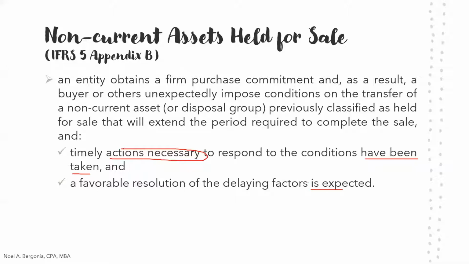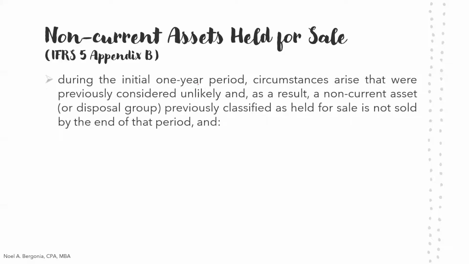Okay, meron pa, last na. During the initial 1-year period, circumstances arise that were previously considered unlikely. As a result, a non-current asset or disposal group previously classified as held for sale is not sold by the end of the period. Okay, so meron tayong hindi ini-expect during the time that we have committed the plan to sell. And then during the 1-year period, merong mga circumstances na unlikely naman na hindi natin in-expect, then that will also be a cause.